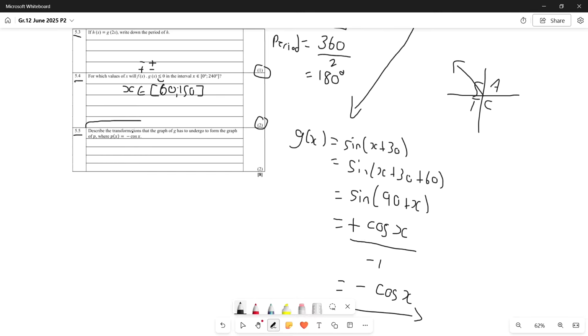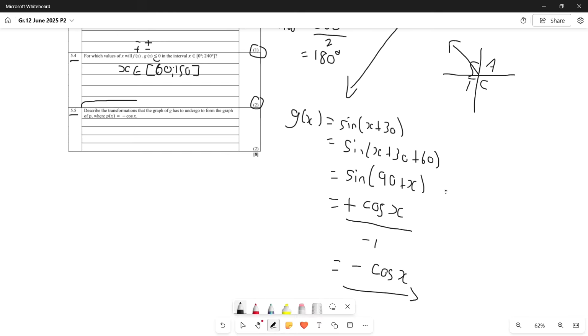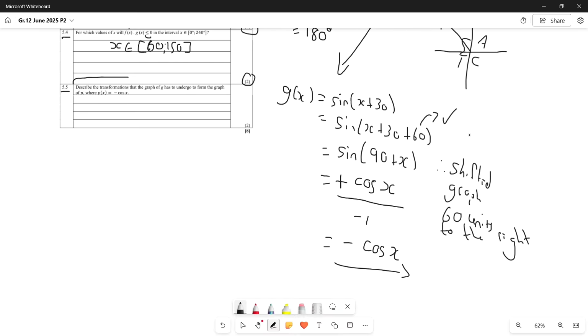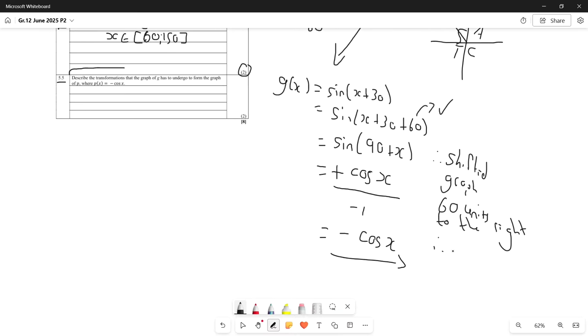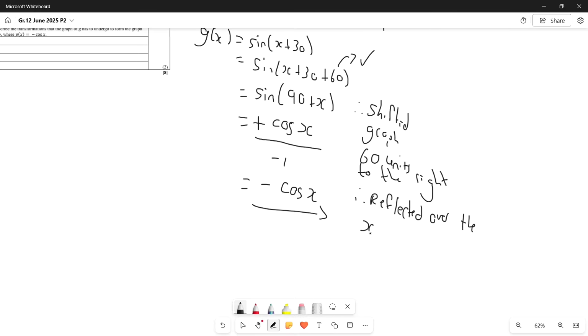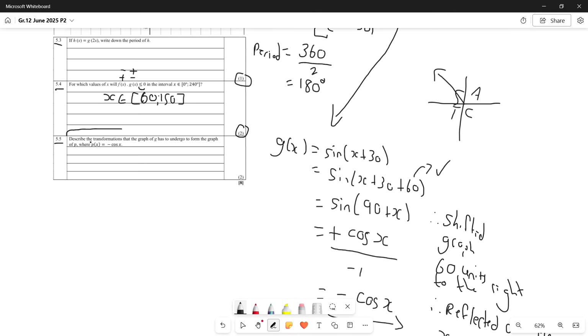Okay, and all that means in terms of describing the transformation, because this was just showing us the steps as to how we got to this p of x, what we did is we shifted the graph 60 units to the right. So that was over here, and then we did a reflection over the x-axis. So one mark was to describe this portion, and then the other mark is to say when we divided by negative 1, that means we just reflected it over the x-axis. And these would be the 2 marks to describe the transformation that the graph of g has to undergo to form the graph of p, where p of x equals negative cos x. And we just earned those 2 marks and completed this section, earning us 8 marks.